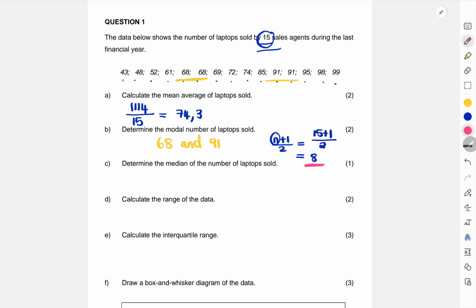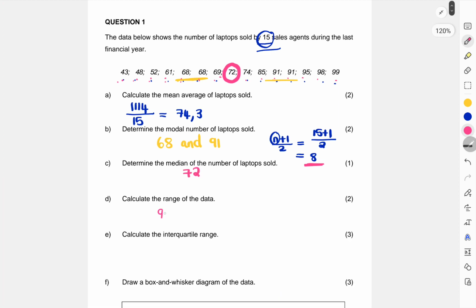So now I'm going to count 1, 2, 3, 4, 5, 6, 7, 8 over there. Again, if you just wanted to make sure, there's 1, 2, 3, 4, 5, 6, 7, and 1, 2, 3, 4, 5, 6, 7, an equal amount on both sides. So the median is 72. Calculate the range, which is the highest minus the lowest. And 99 minus 43 gives you 56.